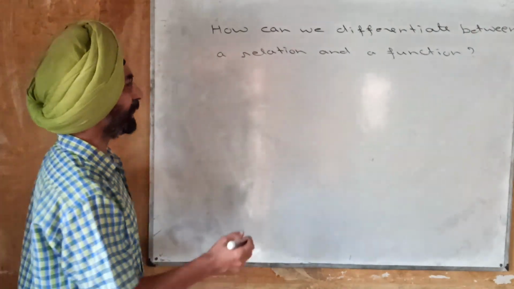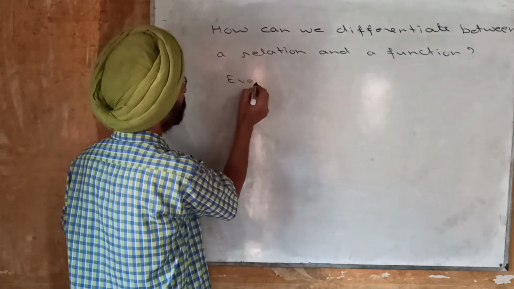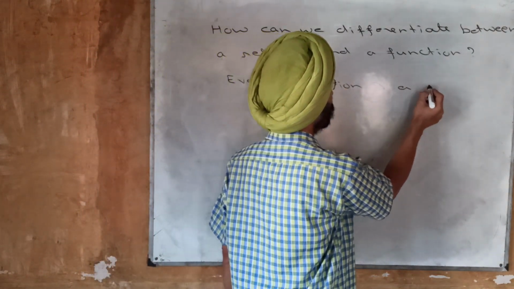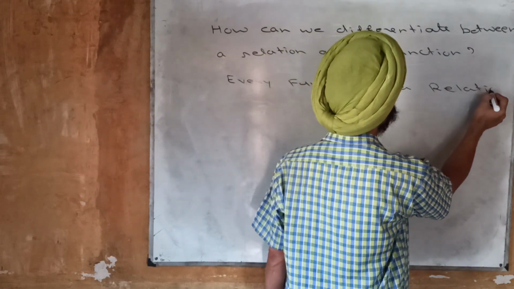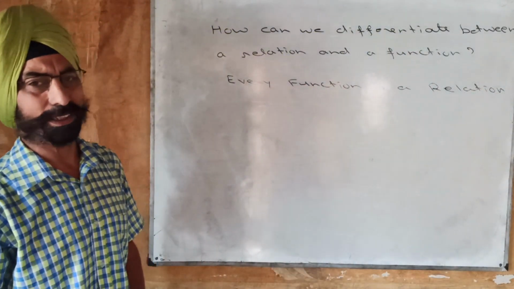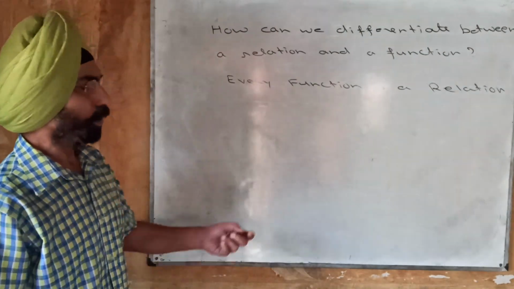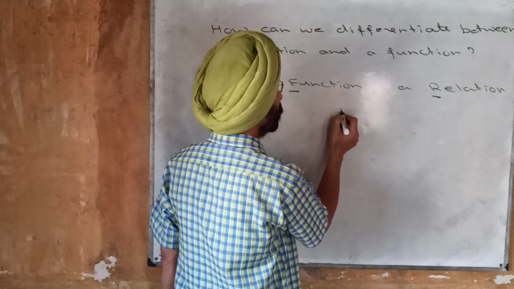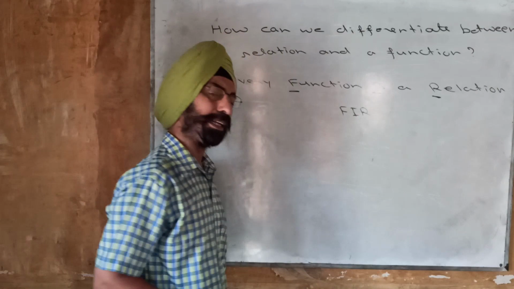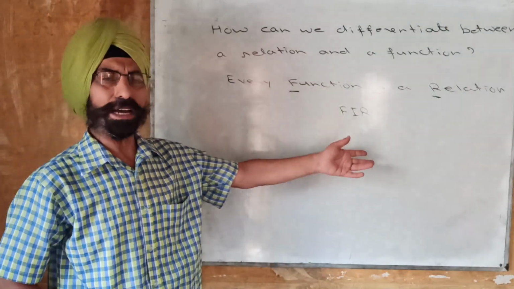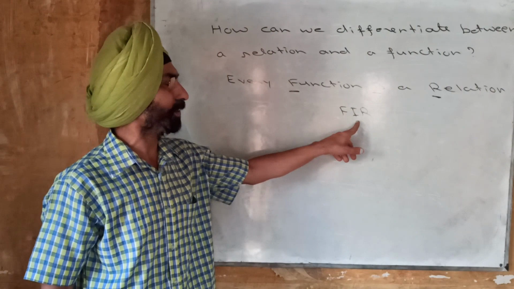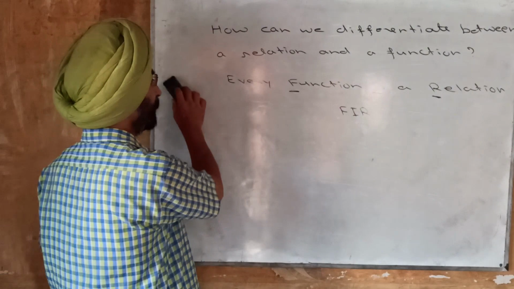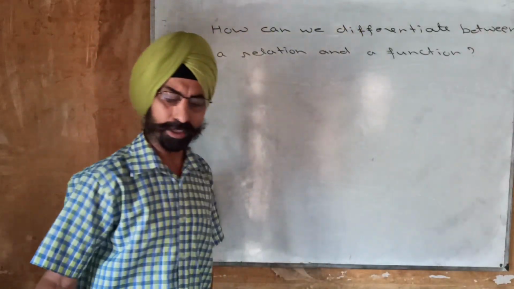To the answer, one thing is clear, that every function is a relation, but every relation is not a function. Converse is not true. To keep it in mind, you can remember FIR. You are very much familiar with this term, FIR. So FIR is true, that means every function is a relation, but the converse is not true. So how to check whether a relation is a function or not?